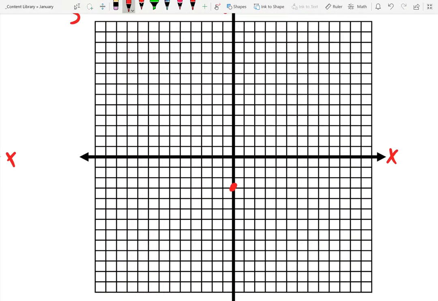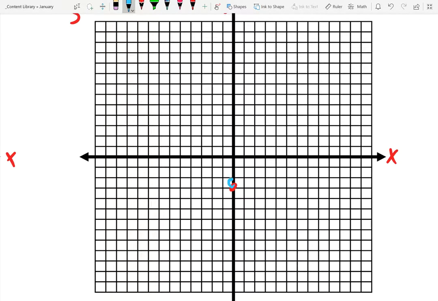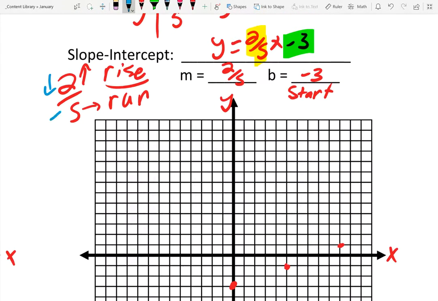So let's count, and I'll show you guys me counting real quick. Let me change this color. We count up 2, 1, 2, and then right 1, 2, 3, 4, 5. That puts our next point here, right? And then count up 2 and right 5 again, and you should be ending up here. And if you want to go backwards, then do the opposite. Go down 2 and left 5.